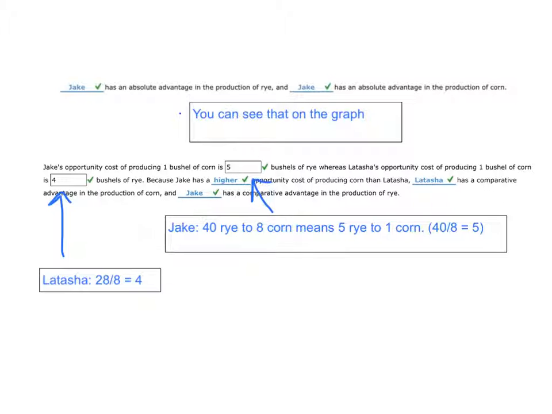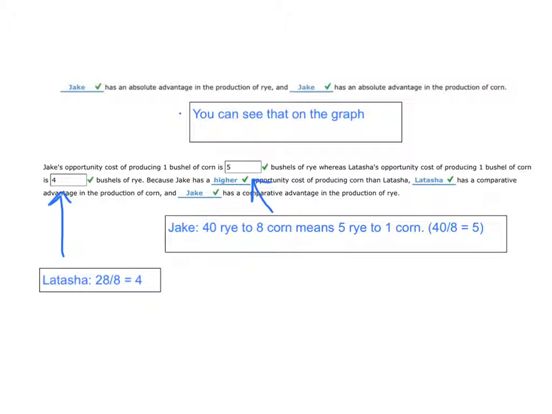To figure out opportunity cost, you have to go back to that table again. So Jake can produce 40 bushels of rye per acre, or 8 bushels of corn per acre. That means there's a 5-to-1 ratio between those two. So whenever he produces 1 bushel of corn, he gives up 5 bushels of rye. Latasha, on the other hand, can produce 28 bushels of rye per acre, or 8 bushels of corn. So she gives up 3.5 bushels of rye whenever she produces 1 bushel of corn.